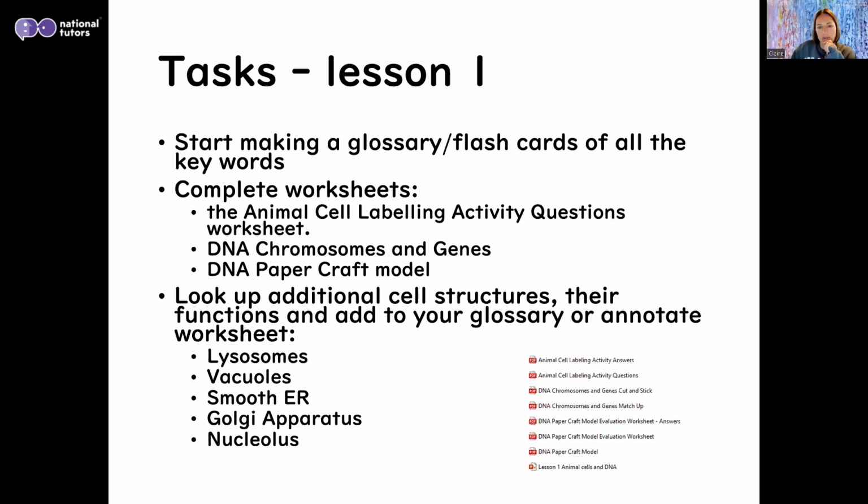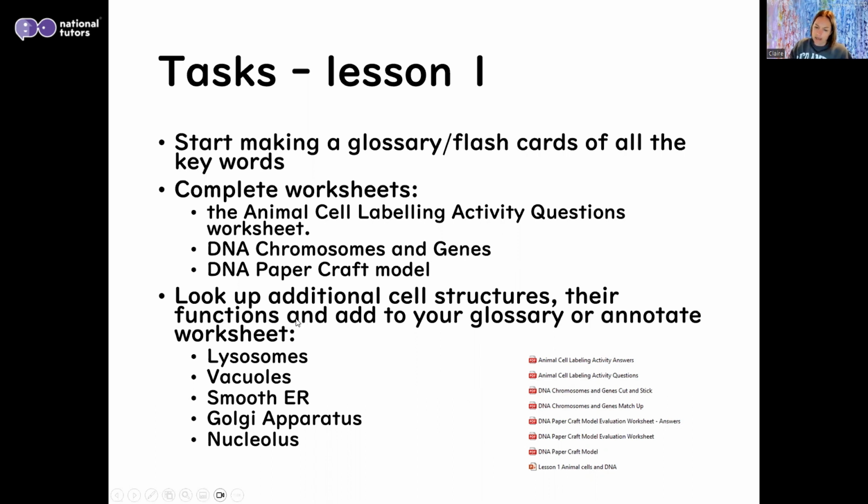These are the tasks I'm going to be setting for lesson one. The first one is to start a glossary or flashcards of all the key words. Go back through the PowerPoint, list all those bold words, and get a glossary going, however you want to do that, flashcards, etc. I will also upload some worksheets for you to do. This would be labeling an animal cell. There'll be one on DNA, chromosomes, and genes, and one where you can make your own DNA. You can take photos of it and add it into the community if you want. It's just different ways of learning things and getting to grips with the information.